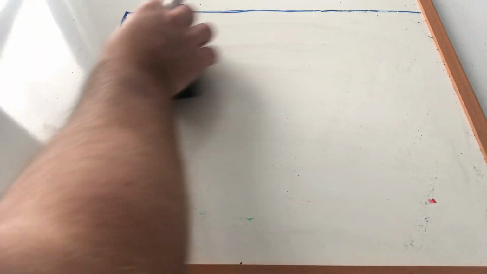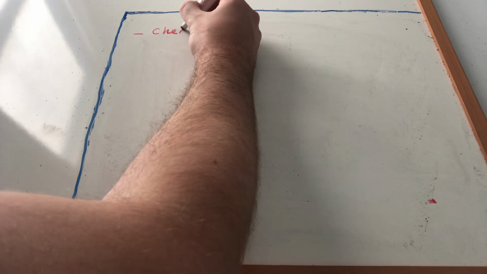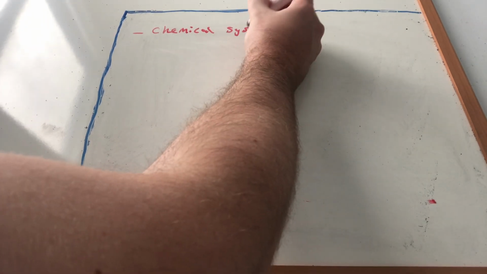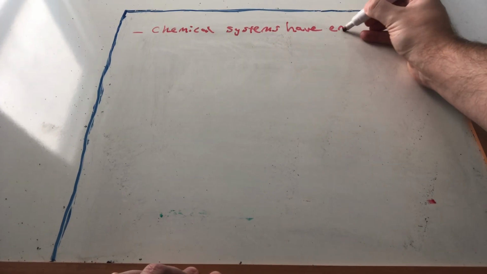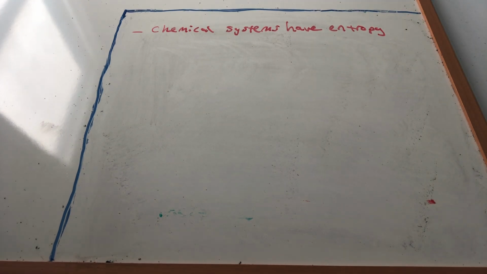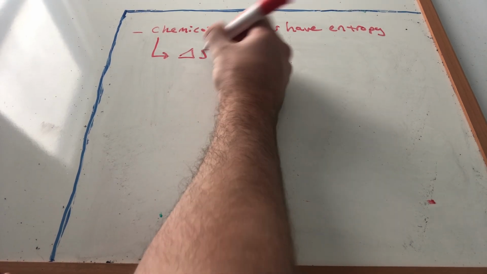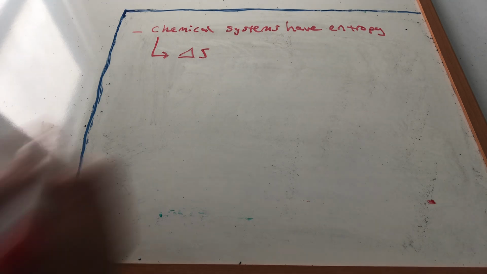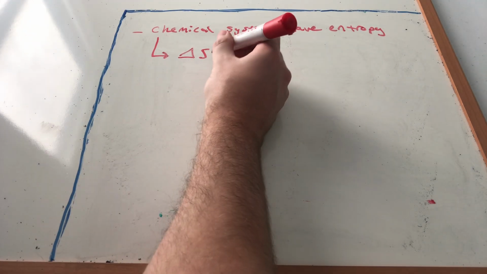Now here's the thing. We have to remember that the second law focuses in on the entropy of the universe, right? Chemical systems have entropy. Everything has entropy. So you have to have some distinctions here. What we like to do is say delta S, which is the symbol for entropy. S is the symbol for entropy. This is an entropy change.